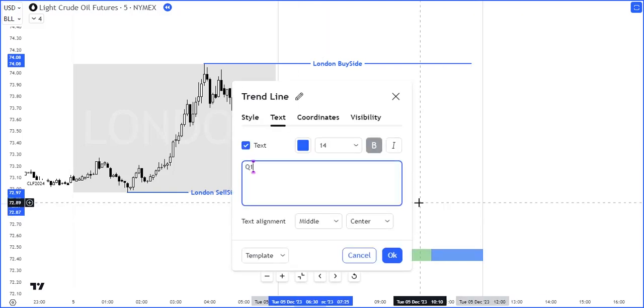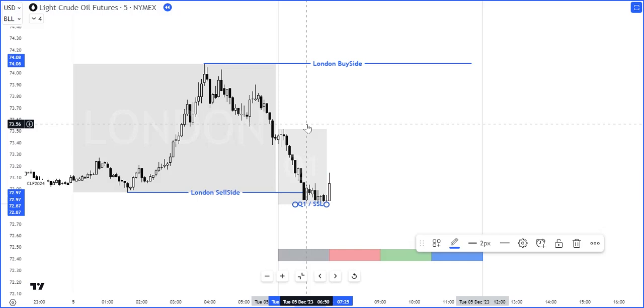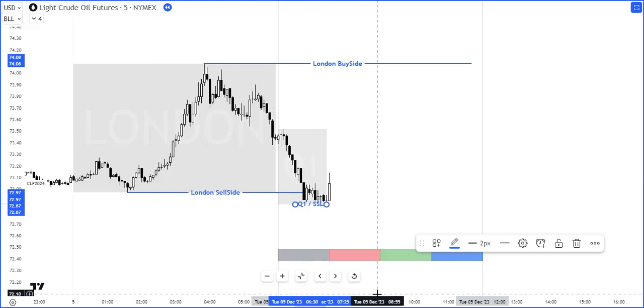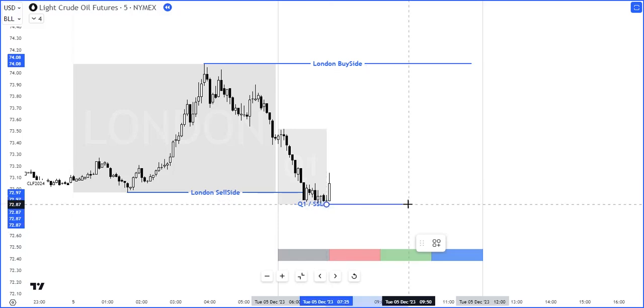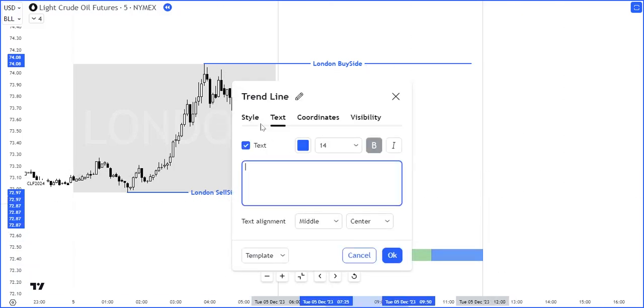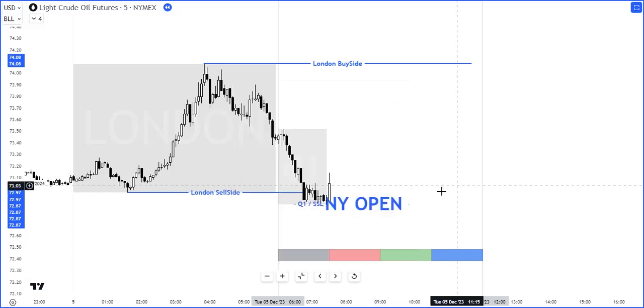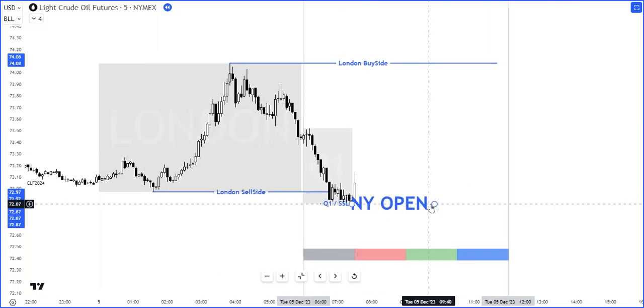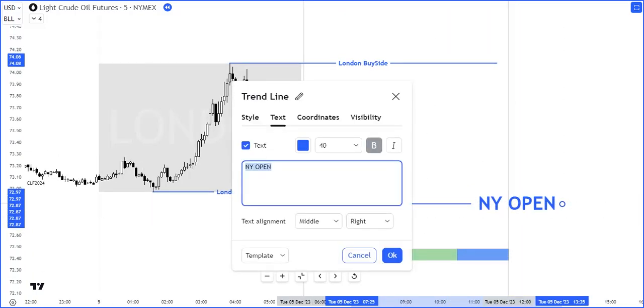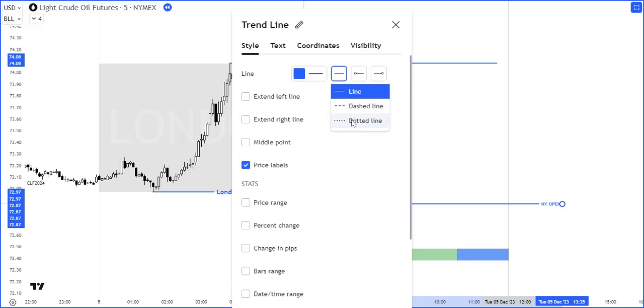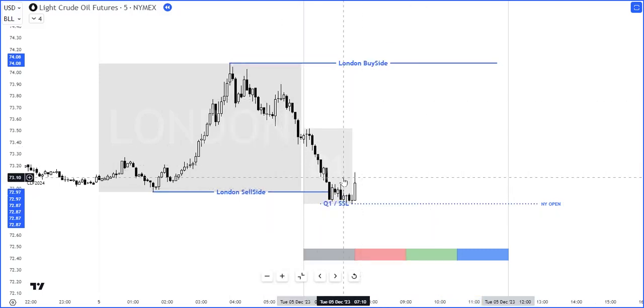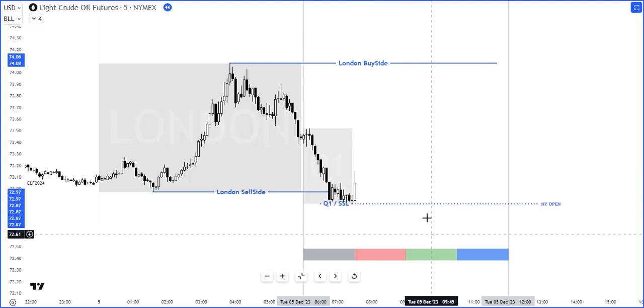We'll call this Q1 sell side liquidity, right? And now here's the beauty of it. Our New York opening price begins at 7 a.m. and our highest probability trades is when price is below this range right here, right? We can project this out like this, and then let's just make this smaller, like that, right? That's our opening range, and we need price to go below the New York open.